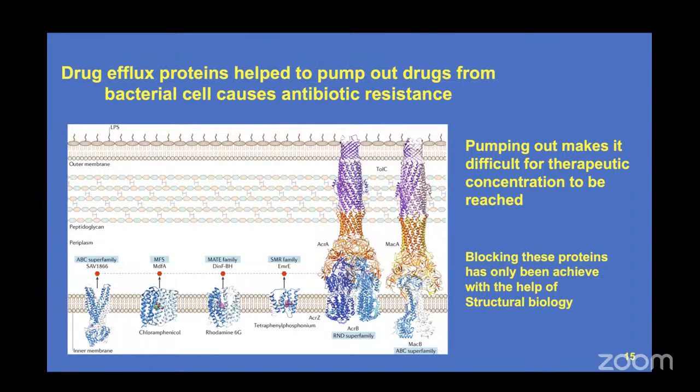So the next example is quite similar. It's a AfLS protein located on the outer membrane of bacteria. So what happens when antibiotic gets in, they pump it out, and this helps it to develop resistance. With structural biology, you can understand this process and possibly find a way to block these AfLS proteins to restore the efficacy of these antibiotics.